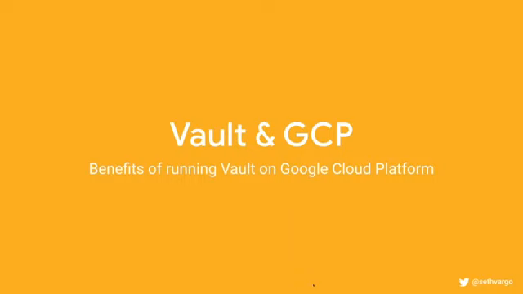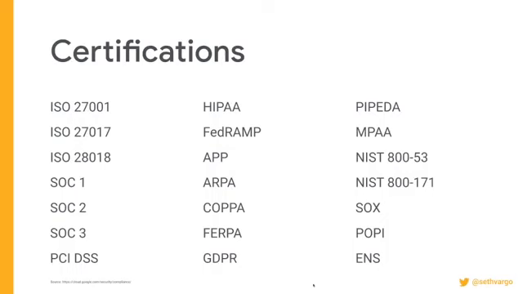But I wanted to quickly cover why you might want to run Vault on GCP as opposed to maybe on-premise or something like that. The first is pretty straightforward. We have a bunch of 3, 4, 5, 6, and 8-letter acronyms. So Google Cloud is certified in pretty much everything that you can possibly imagine. And we take security really seriously. I'm not trying to give you a marketing pitch. Just, I know some of these things are important to different organizations, particularly healthcare and finance.